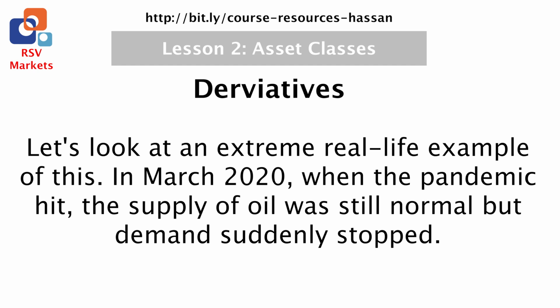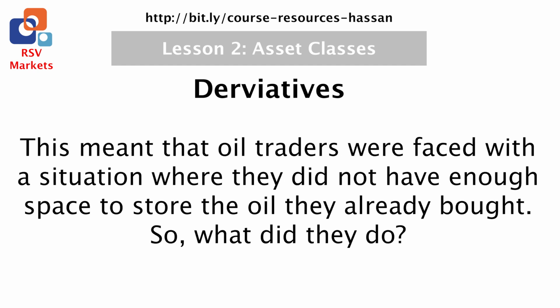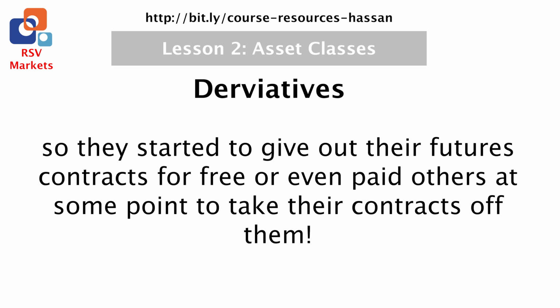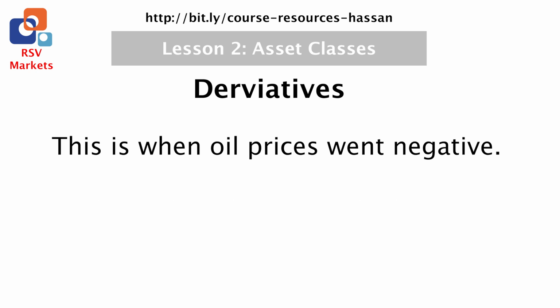In March 2020, when the pandemic hit, the supply of oil was still normal, but demand suddenly stopped. This meant that oil traders were faced with a situation where they did not have enough space to store the oil they already bought. So what did they do? It would have cost them quite significantly to receive oil barrels they didn't have the space for. So they started to give out their futures contracts for free, or even paid others at some point to take their contracts off them. This is when oil prices went negative.